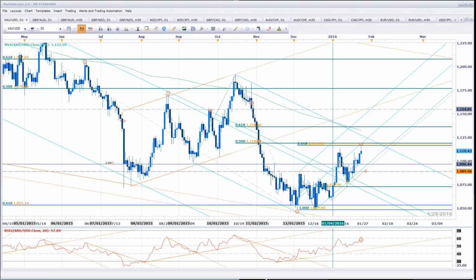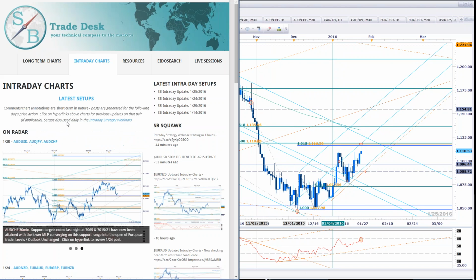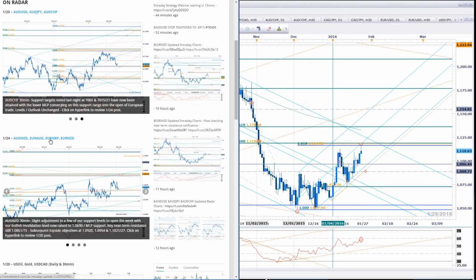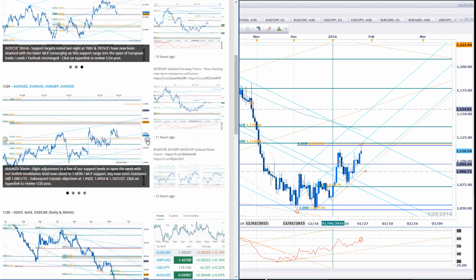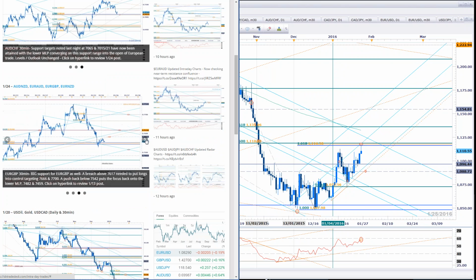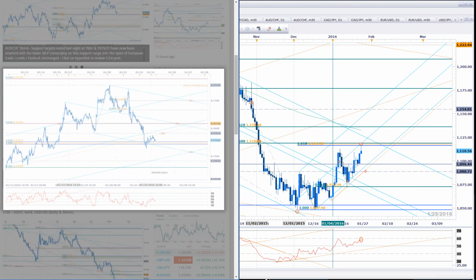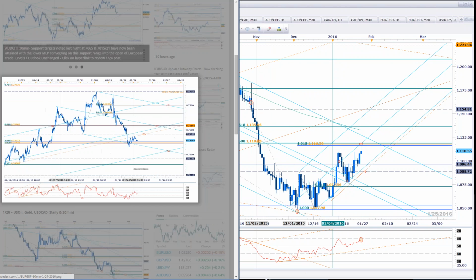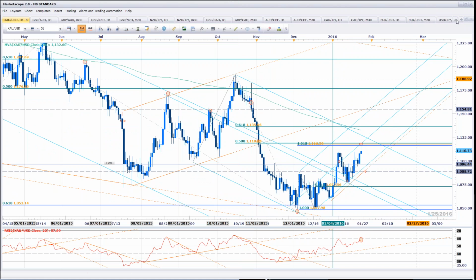Permendra, I haven't forgotten about you, brother. Euro pound. Here's what euro pound looks like. If you guys recall, we did highlight euro pound earlier this week. Here's what euro pound looked like then, and here's what euro pound looks like now.